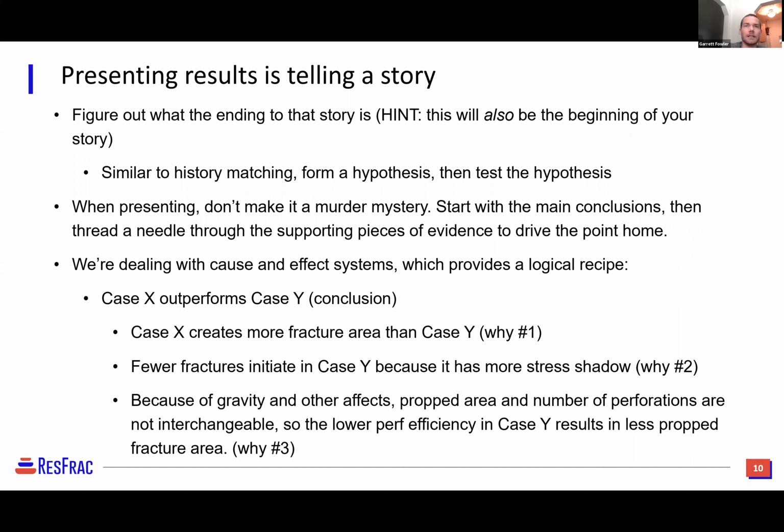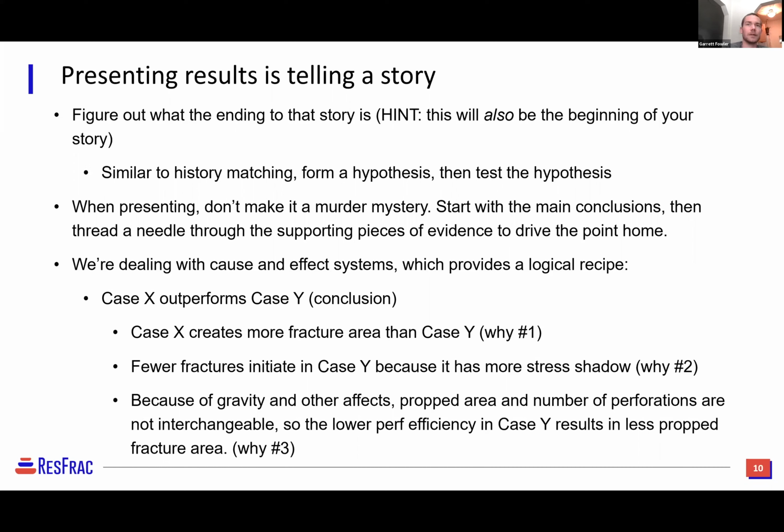And in formulating the story, it's similar to history matching in that you form a hypothesis and then you can test that hypothesis by looking at various diagnostics within a simulation. So for instance, the example I give here below is that case 1 is outperforming case 2. You can see that very quickly and very early when looking at 2 simulation results. But then the next step is to form a hypothesis about why case 1 outperforms case 2. And then you can test that.